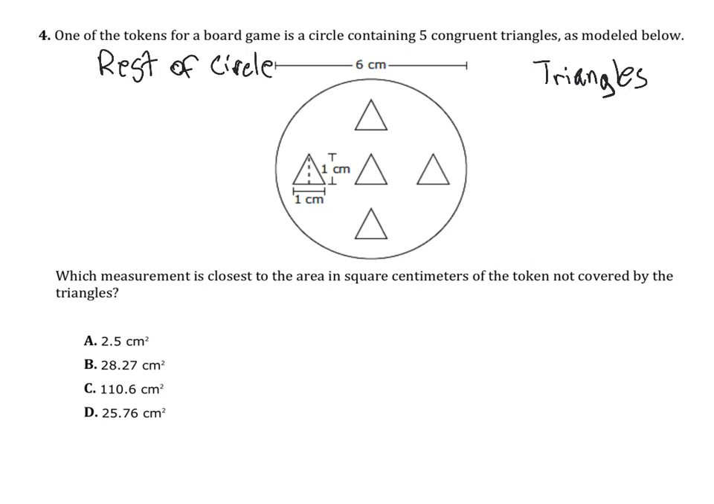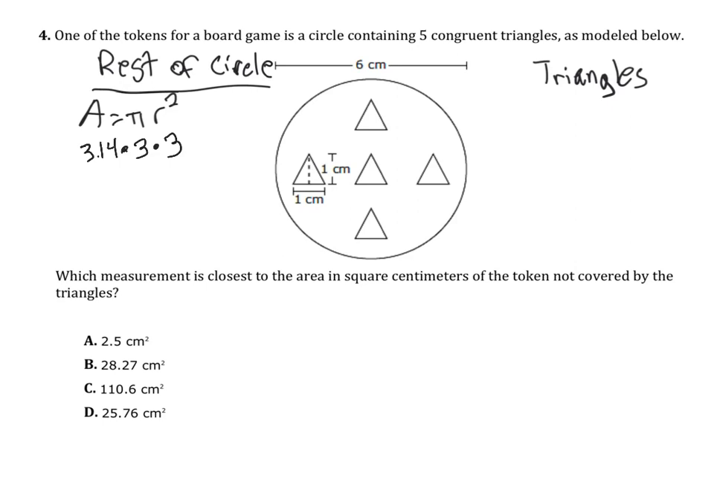So we need to figure out the area of the circle first. So we see that the diameter of the circle is 6 centimeters, all the way across. So for the area of the circle, it is A equals pi r squared, or radius times radius. So if the diameter, again, is 6 all the way across, the radius is half of that. So half of 6 is 3. So we're going to go 3 times 3 times 3.14 for pi.